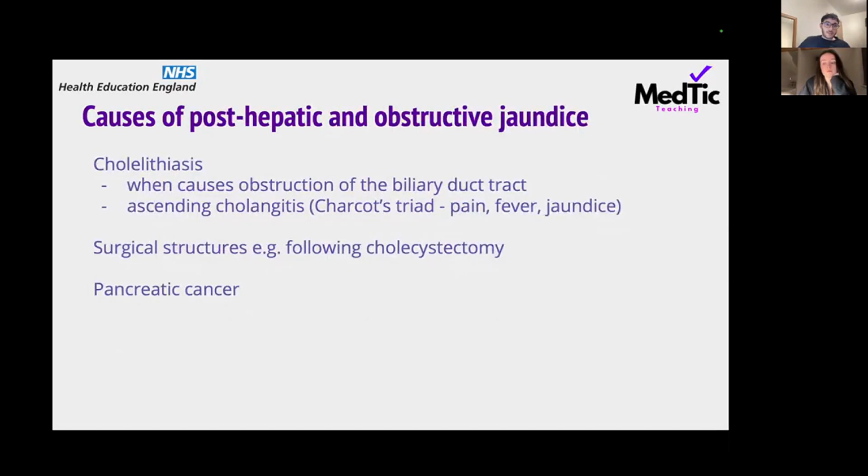So the next slide, post-hepatic causes of jaundice, so essentially obstructive jaundice. Gallstones are your main one, and obviously it's important to be aware of Charcot's triad when you have ascending cholangitis. You can also get surgical strictures, such as following a lap chole. You can also get a pancreatic cancer that's pressing on the bile ducts, and that would again cause obstructive jaundice.